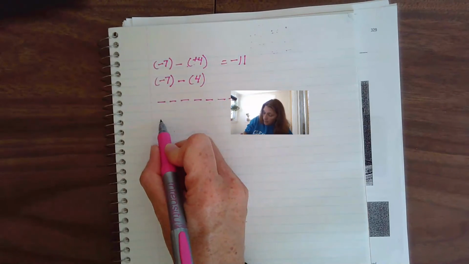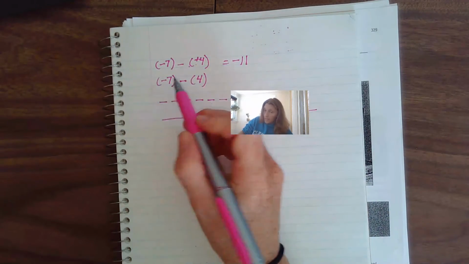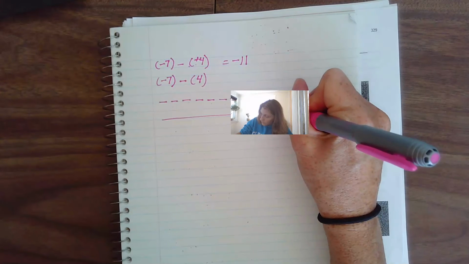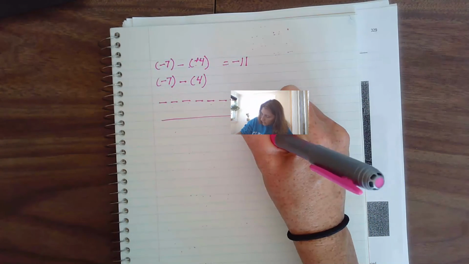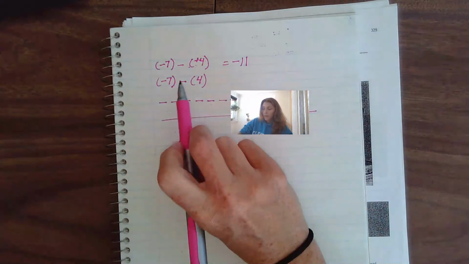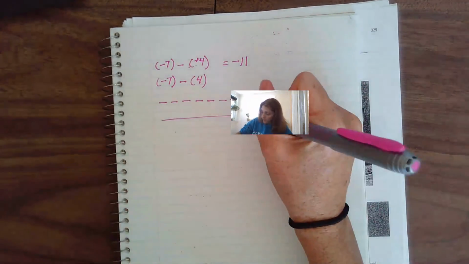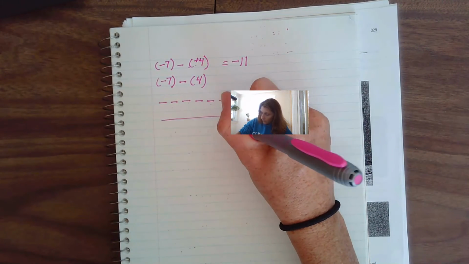On a number line, here's 0. We're at -7. 1, 2, 3, 4, 5, 6, 7. -7. And we're taking away 4. Taking them away. 1, 2, 3, 4. -11.